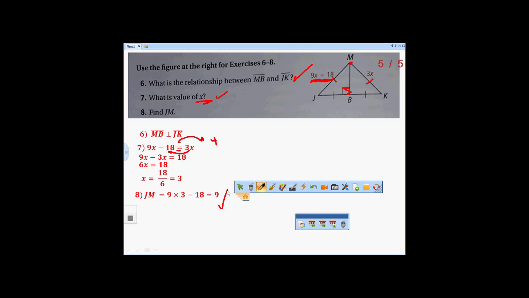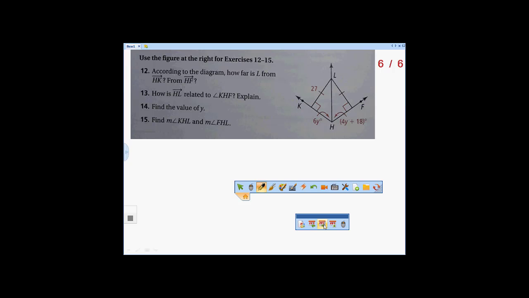Yes, now I know that if I have a perpendicular bisector like this, the point which lies on this perpendicular bisector is equidistant from the ends of a line segment. It means MJ is equal to MK. Let us see another exercise.